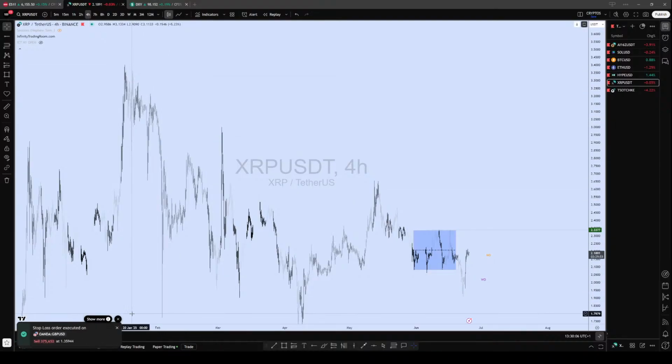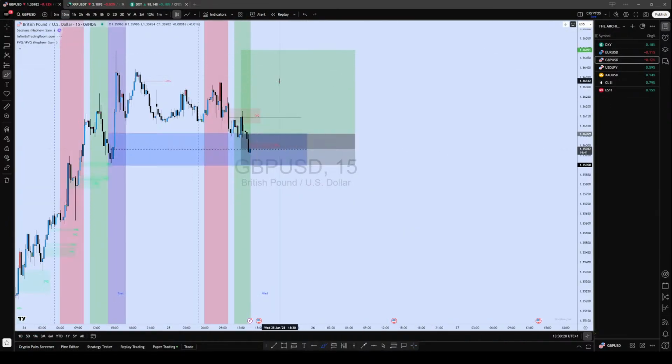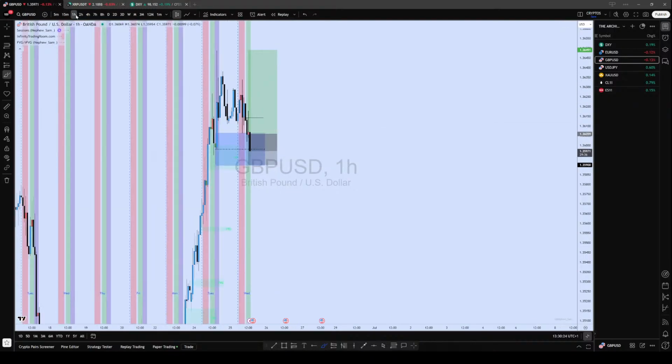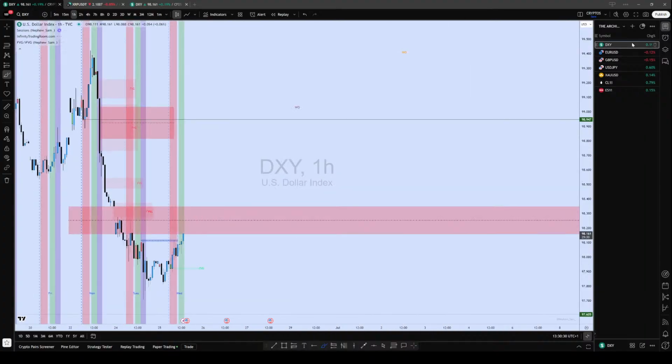Okay, it's 1:30. Let me go and check, because I had a trade on British pound. Okay, they're still inside the gap. Let me check the dollar. Okay, nothing really has happened.